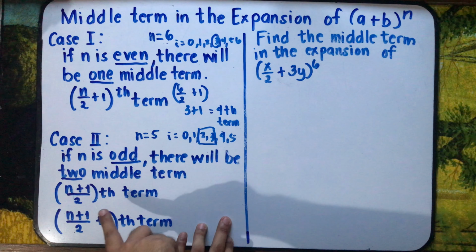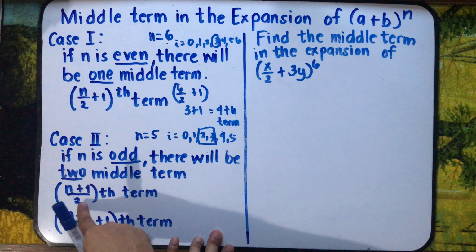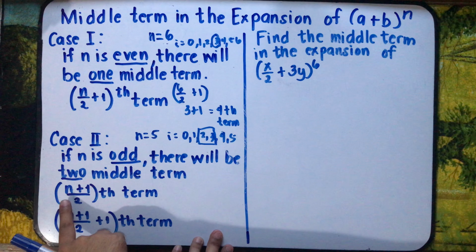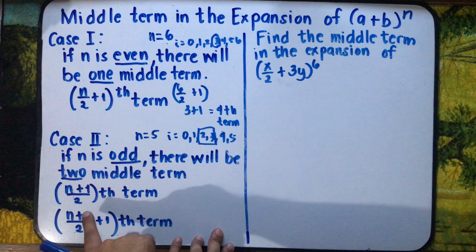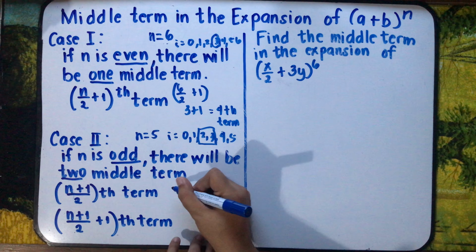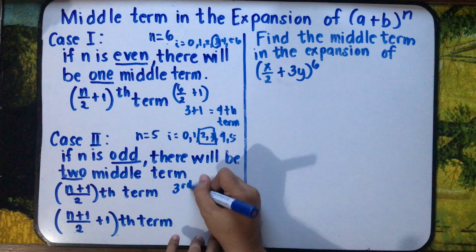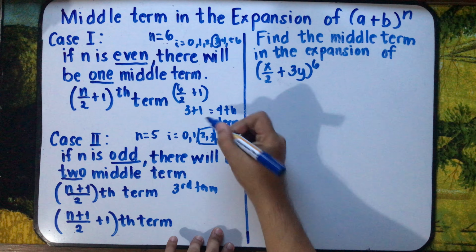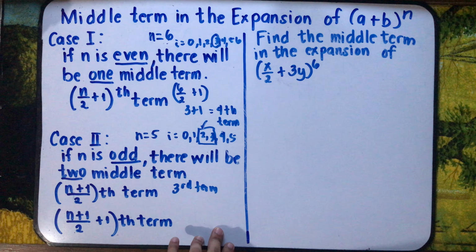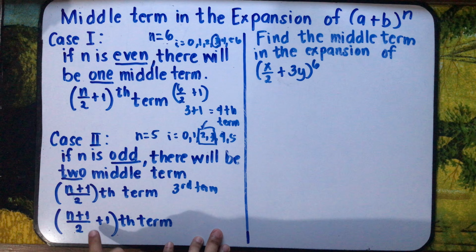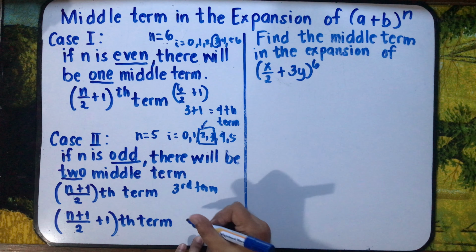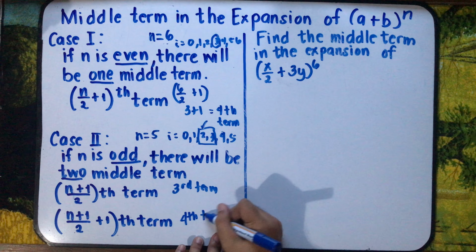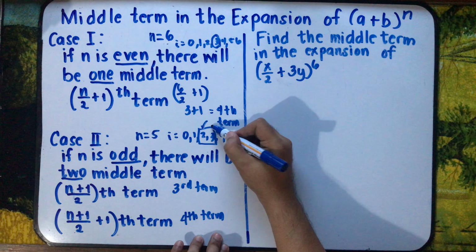Let us now get its position. That is (n plus 1) over 2. n is 5, plus 1 is 6, and 6 divided by 2 is 3. Therefore, that is the third term, and the third term here is i equal to 2. And how about (n plus 1) over 2 plus 1? (n plus 1) over 2 is 3, and 3 plus 1 is 4. Therefore, the next one is the fourth term.